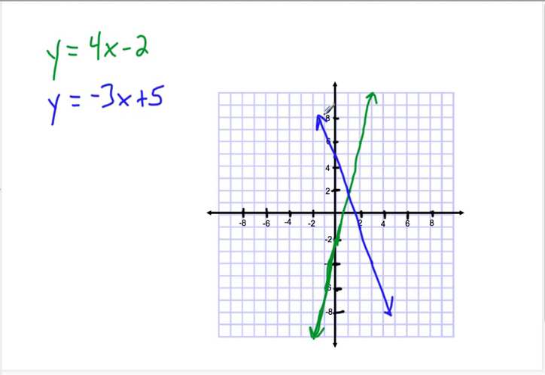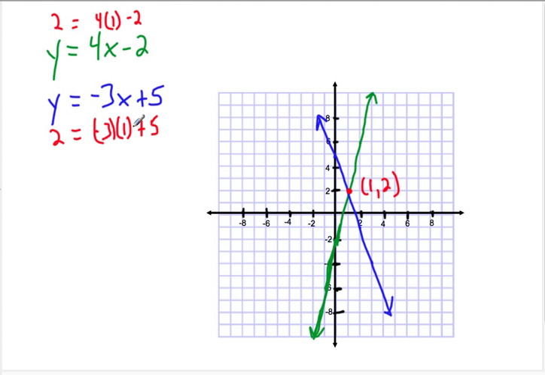However, at the point of intersection, which I'm going to put in red here, and I'll put the coordinates 1, 2, x and y are the same for both equations, so that would be the solution to the system. And we can check that too by plugging in 1, right? 4 times 1 minus 2 is 2. And negative 3 times 1 plus 5 is also 2. So you can see that this coordinate works just as well for both equations. And that, in fact, is the only point in this whole coordinate grid that will work for both equations.